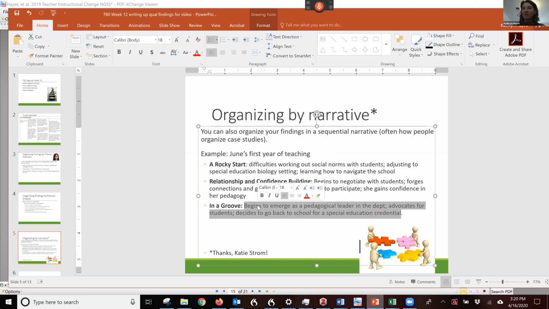She's beginning to emerge as a pedagogical leader, advocates for students, decides to go back to school. All right, so for some of you, the idea of a story where the codes are part of a story that has themes may be a compelling way to organize.